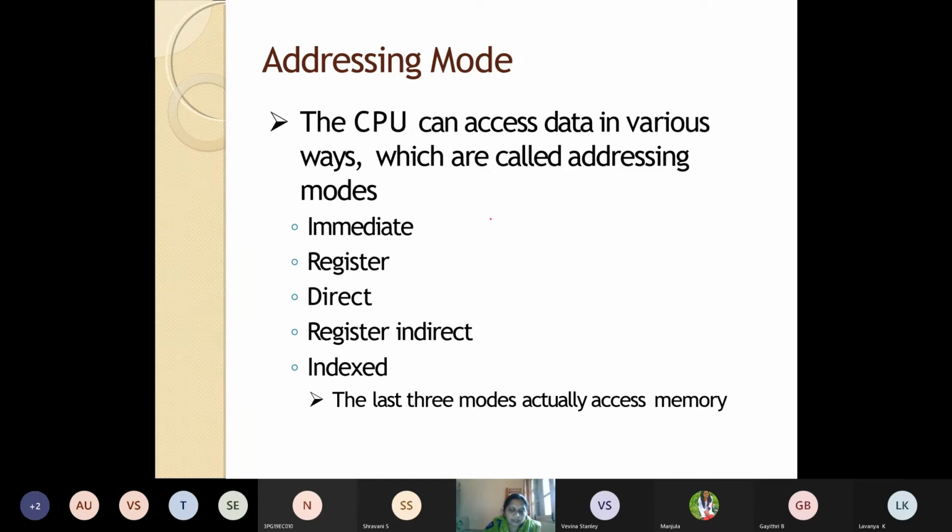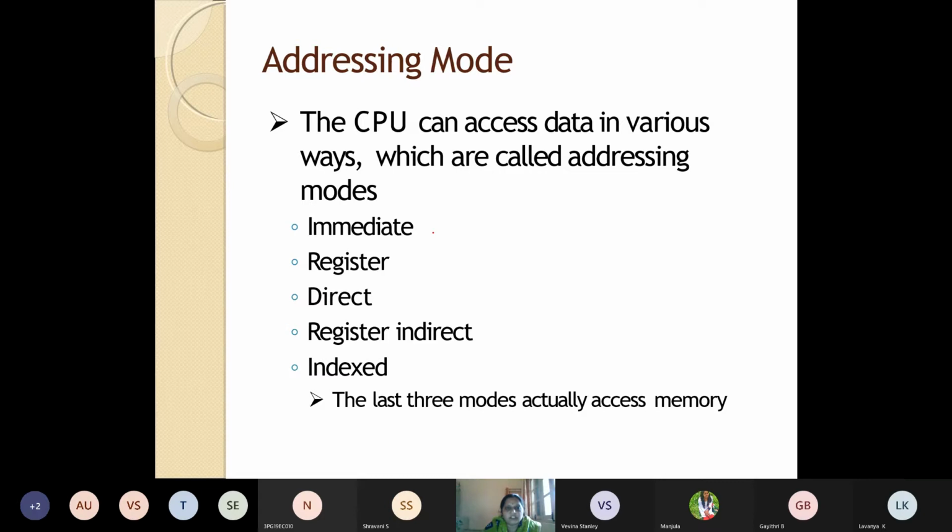The CPU can access the data in various ways. The data can be in a register, in a memory location, or specified directly in the instruction, which may be an immediate. So the various ways of specifying or accessing the data in the instruction are called the addressing mode. How I am accessing the data is specified by the addressing mode.